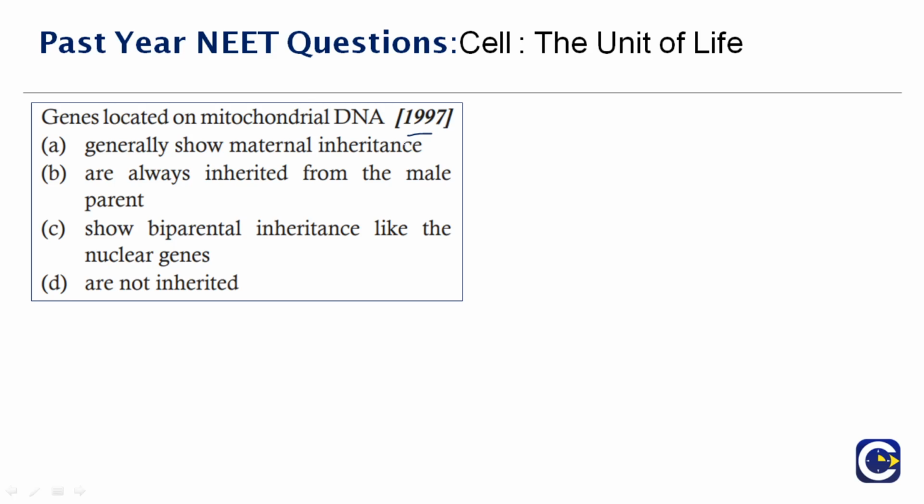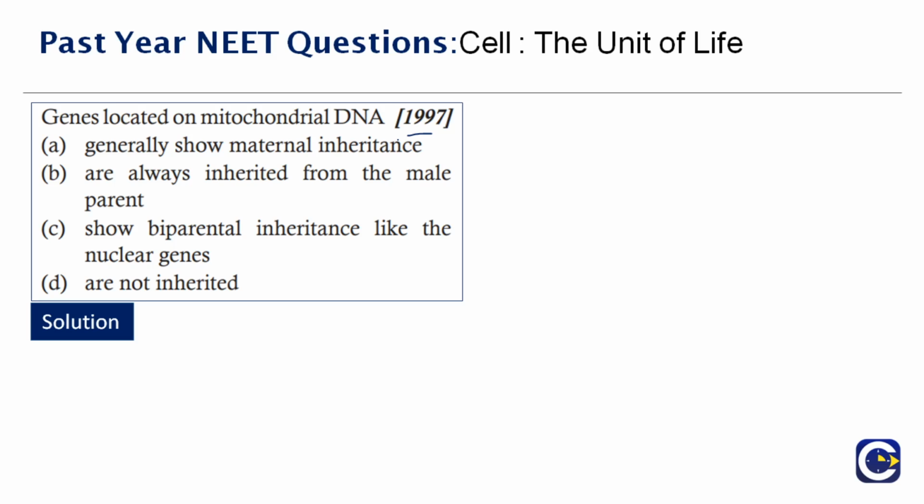Okay. Genes located on the mitochondrial DNA. Right? The genes that are located in mitochondrial DNA. Fine. So we'll go option by option. Generally show maternal inheritance. Option B, are always inherited from the male parent. No, that we cannot agree. C, show biparental inheritance like the nuclear genes. That is also wrong. And the last option is again where they talk about no inheritance.